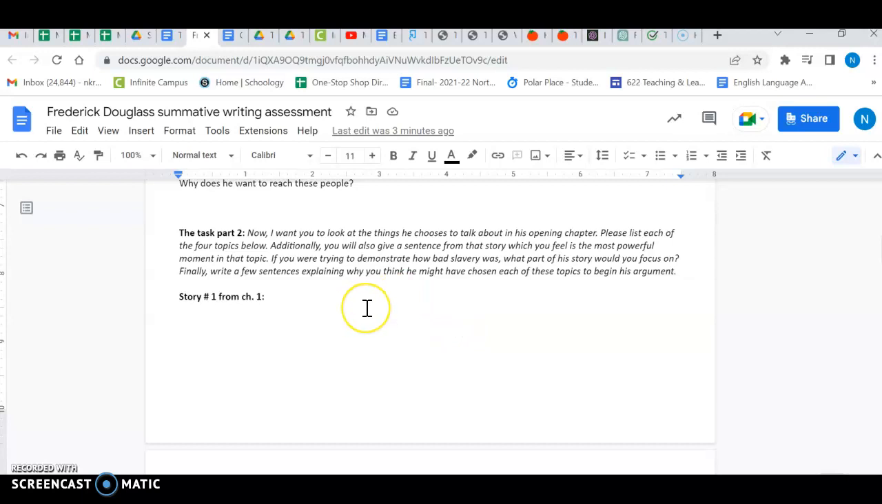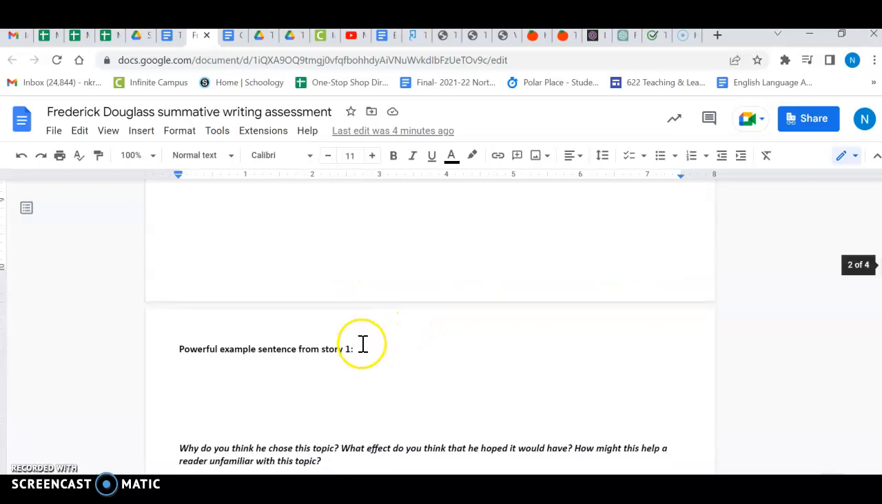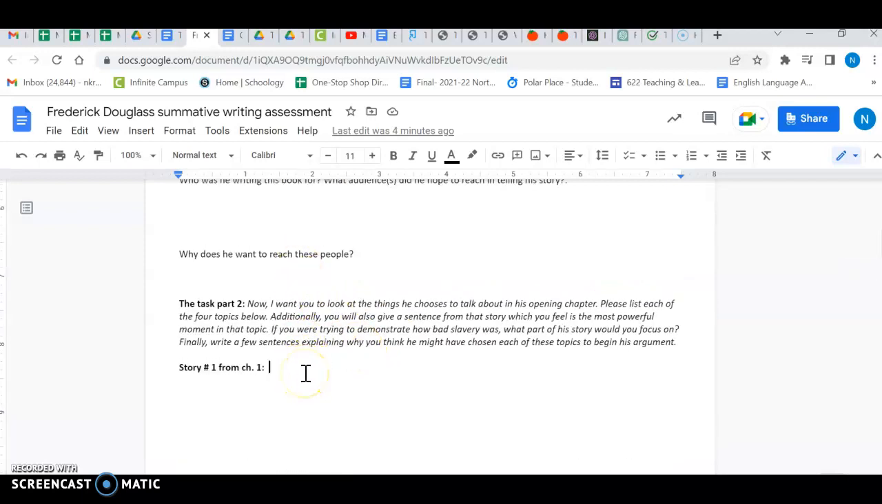Then what I'm going to have you do is take a look at chapter 1. There's kind of 4 or 5 main stories depending on how you break them up. And what you're going to do is first you're going to write what the story is. So an example you could use for number 1, on the first page of his autobiography, it talks about how he does not know how old he is. And he says most horses have a better knowledge of what their age is than he has of himself.